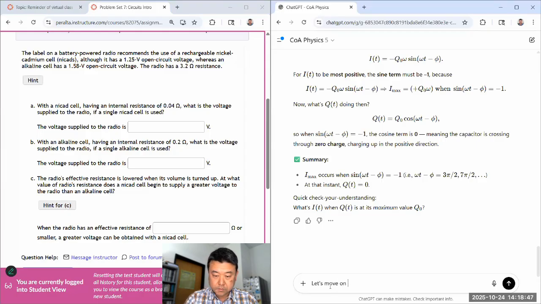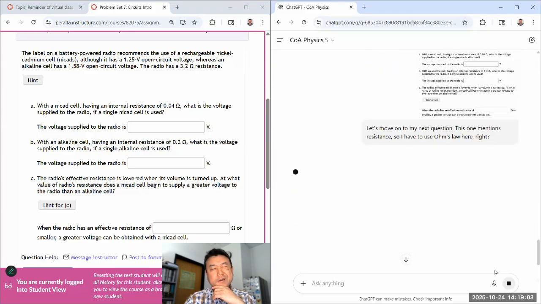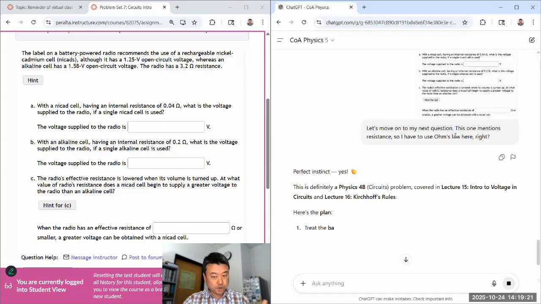Let's move on to my next question. This one mentions resistance, so I have to use Ohm's law here, right? And again, if I could micromanage CoA Physics GPT, what I would want it to say is, answer your question first, and then maybe stop there, or invite you: if you want to try out the question, would you try that? And let me know if you get stuck somewhere. That's what it should do, but I don't think it's going to do that.